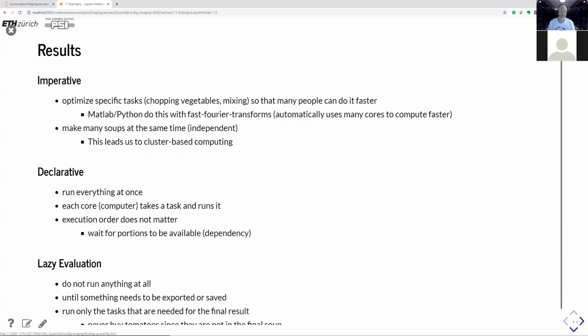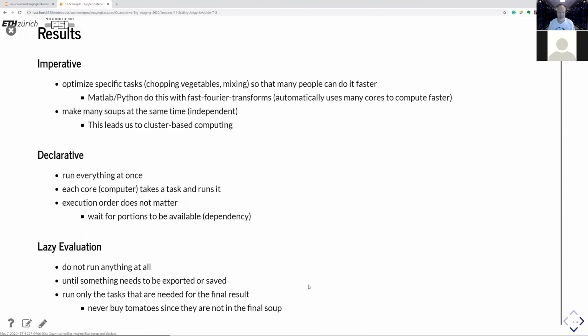Then as an option, actually, comes a little bit in the declarative thinking. So don't run anything at all. So only do something when it's needed. And you declare a lot of tasks, and when I need something, I kind of flag, I want that, and then something starts to run. And that would be, for example, you wouldn't buy any tomatoes because they're not needed in the final soup. So that would be the reason that even though you had defined buy tomatoes, it would never even be touched.